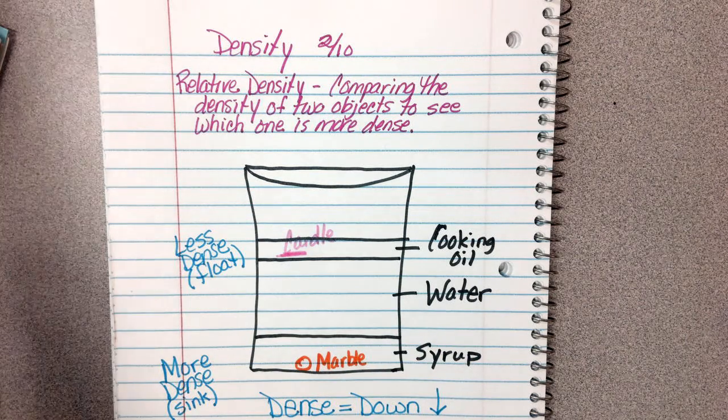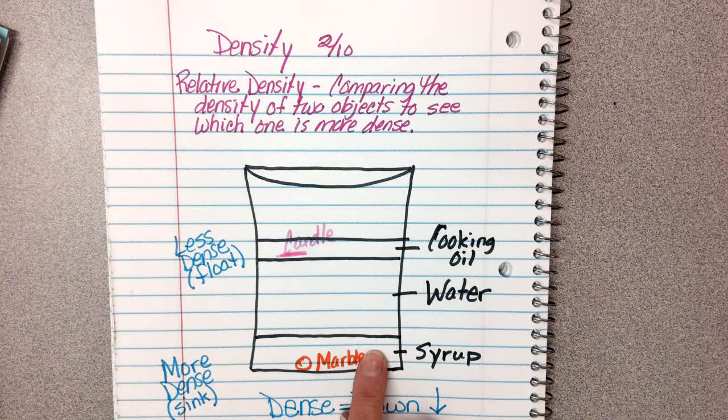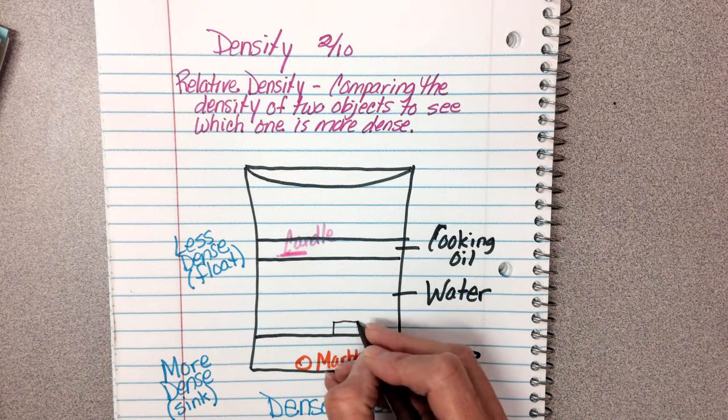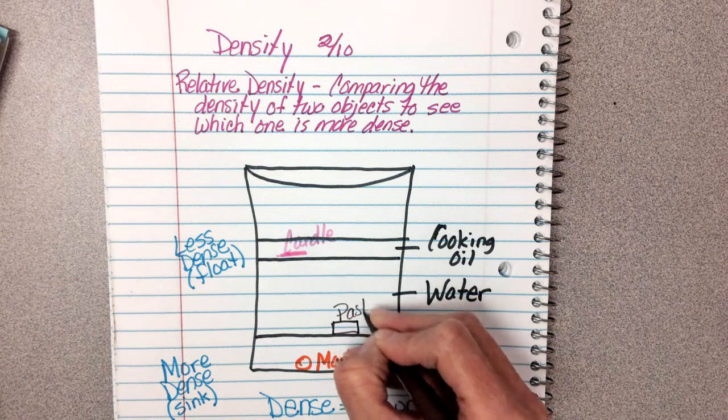The other item that we had was a little piece of pasta. If we remember the pasta, it was less dense than the syrup, but more dense than the water. So we're just going to draw a little piece there, looks like the pasta, and label that pasta.